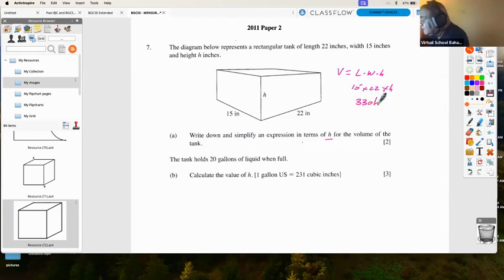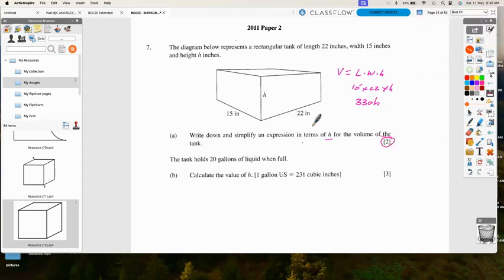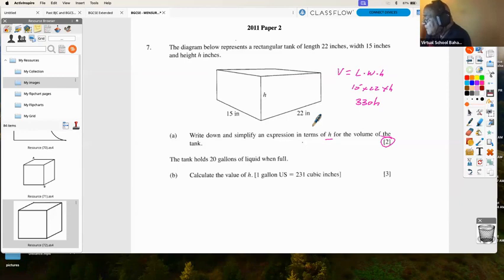330h. That is the answer for 2 points. You understand that? I don't want you guys to panic when you see h and things. What formula would you use to find the volume? Put that and replace the h with the height.